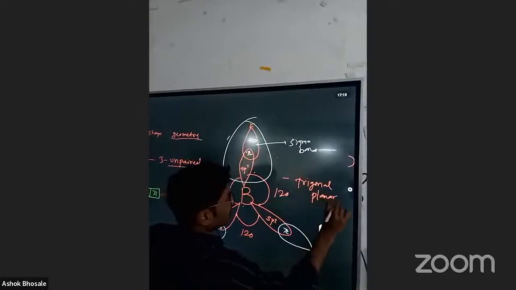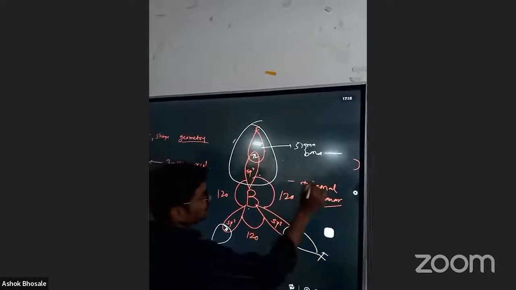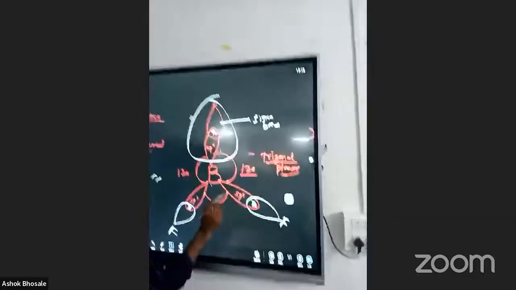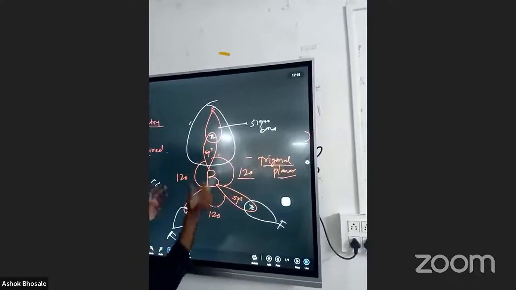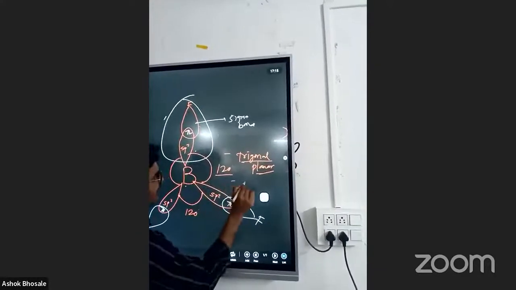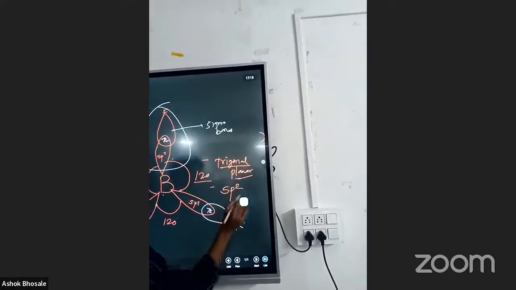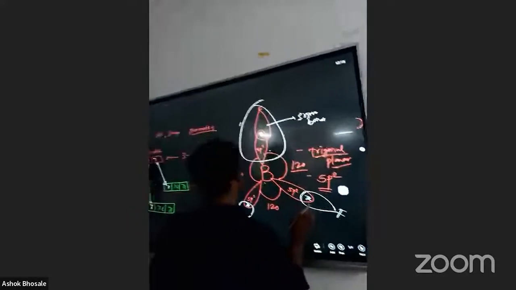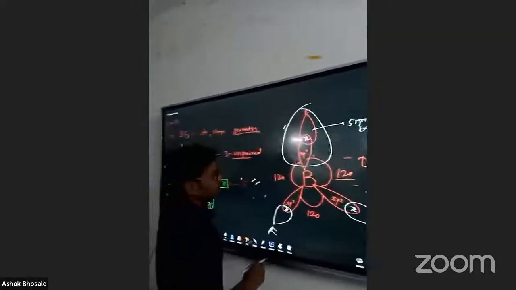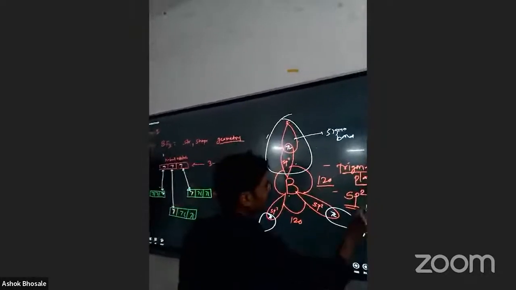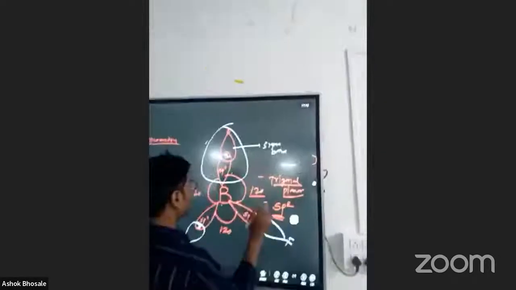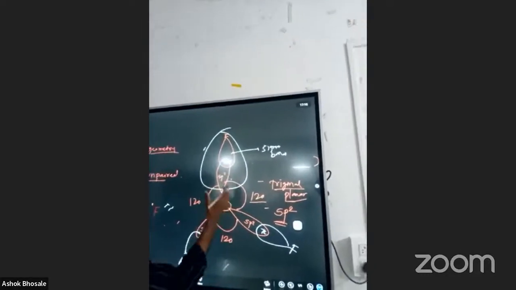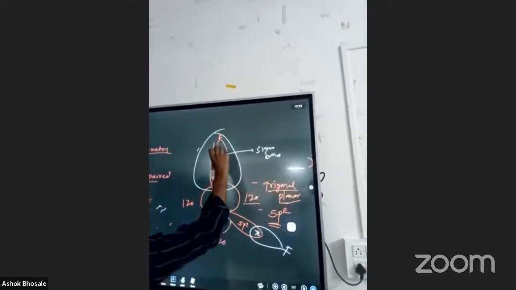Trigonal planar geometry having a 120 degree bond angle between these two orbitals, and their hybridization is sp2. This is the detailed explanation of the BF3 molecule. We determined the shape, geometry, hybridization, and also the bond angle. We saw the structure of the BF3 molecule, and the actual orientation of the orbitals.